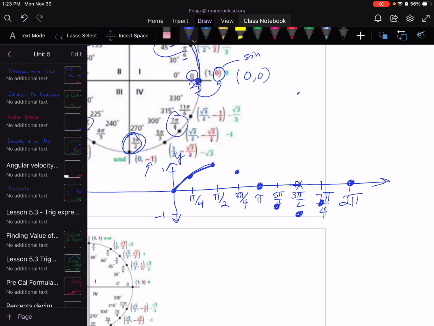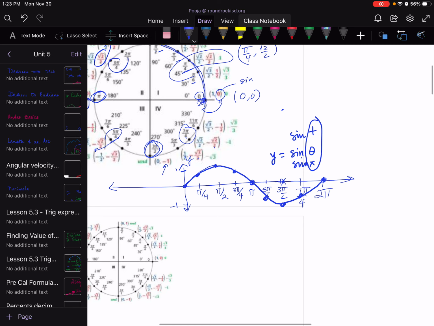Now when I connect these dots, I have actually graphed the sine graph. This is the equation of y equals sine theta, or sine x, or sine t, whatever that variable is. This basically represents your x coordinate in correspondence to your y coordinate, right? And now this was one revolution.